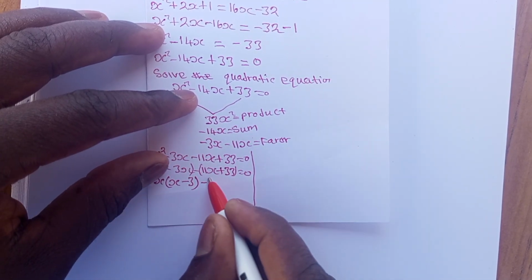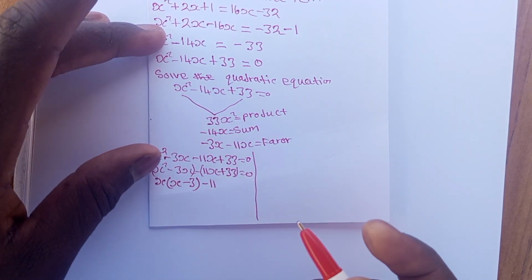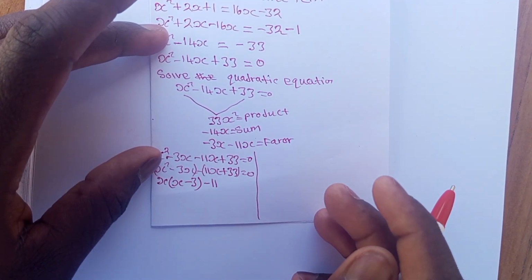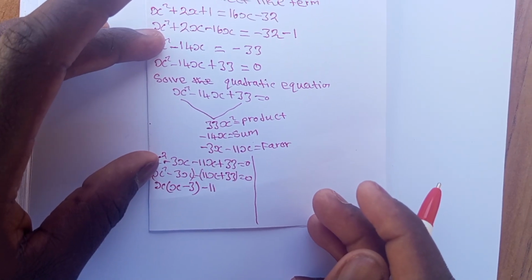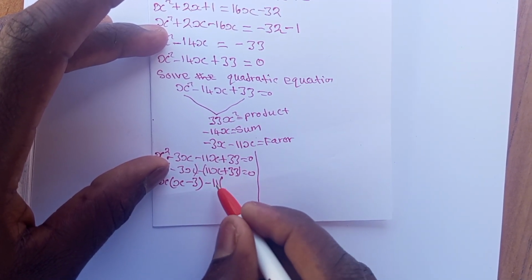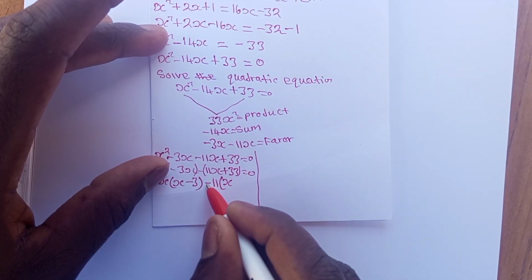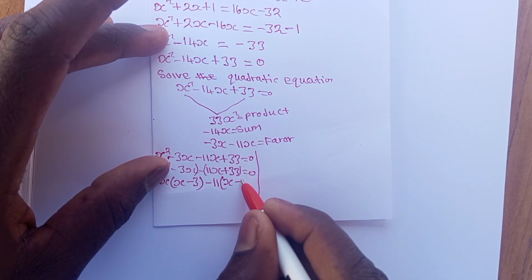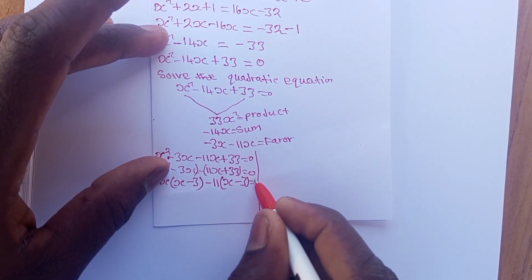What is common here is 11, because 11 can enter into itself without any remainder, and 11 can enter into 33 without any remainder. That's why we factorize 11. 11 cancel 11, what is remaining is x. Minus times plus is minus. 11 can enter into 33 three times.